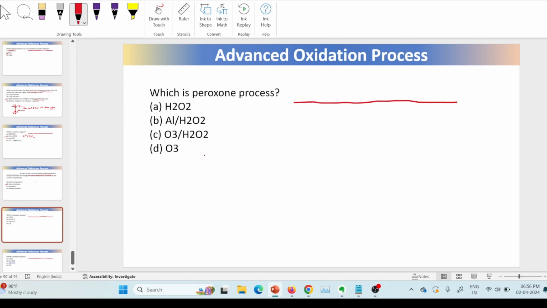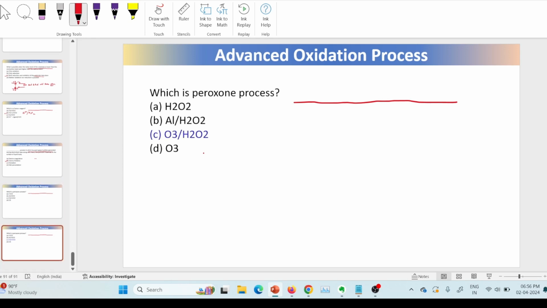Which is the peroxone process? Peroxone process is O3 and H2O2. This is the peroxone process.